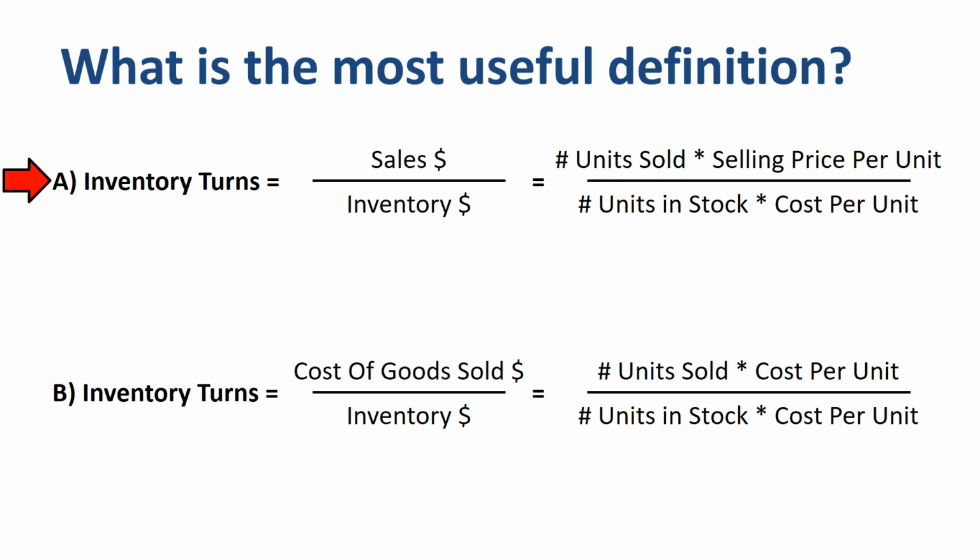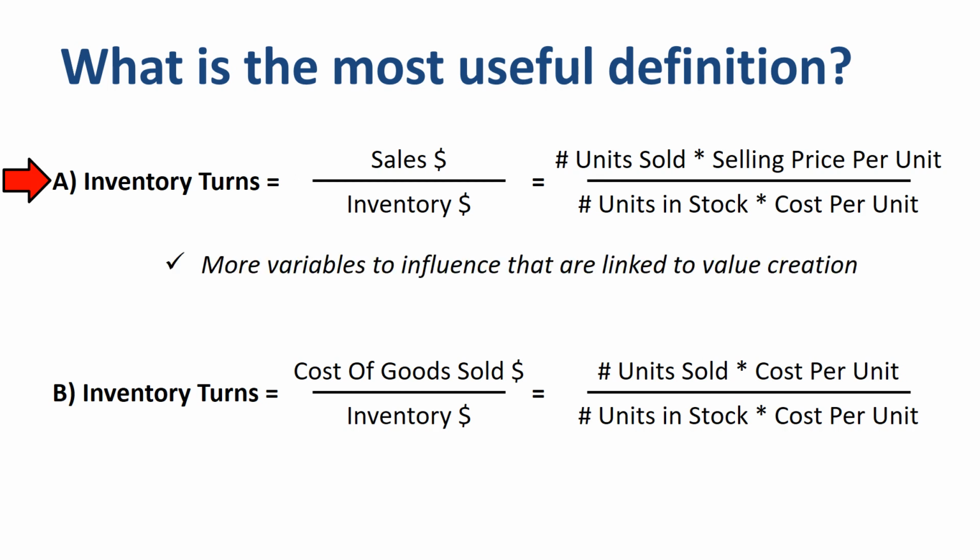In my opinion, option A, inventory turns as the ratio between sales and inventory, is the most useful definition. As a finance director in a company, you can help create value for this company by providing visibility of the drivers of this key ratio of inventory turns. The management team can then ask the right questions to drive results.